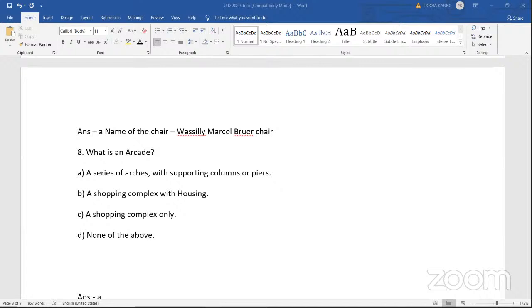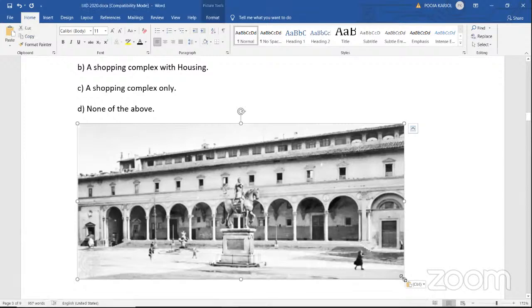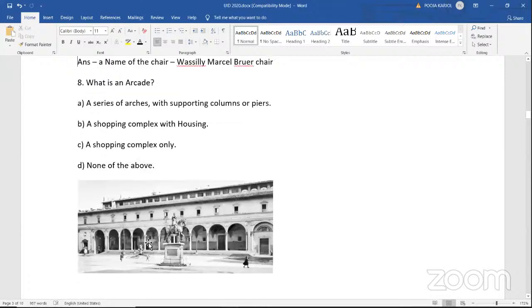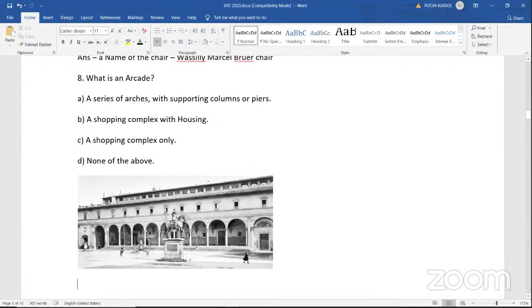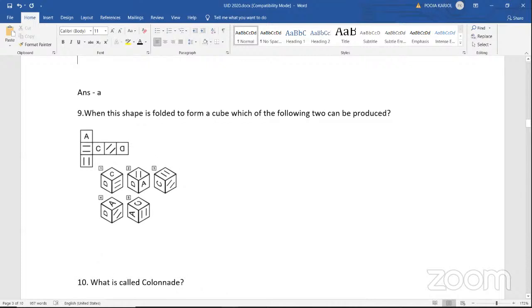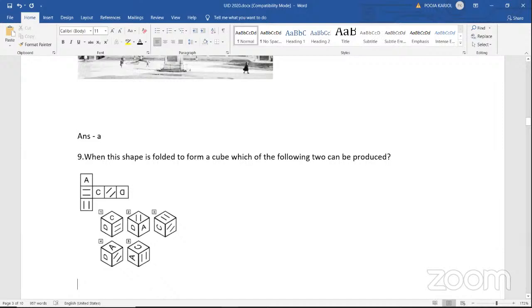I'll show you a picture to introduce you, so you can recognize it in the exam. This is called an arcade, a series of arches supported by vertical columns. Okay, this one we'll come back to later. First, we'll do all the GK.